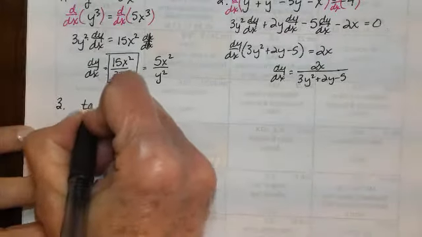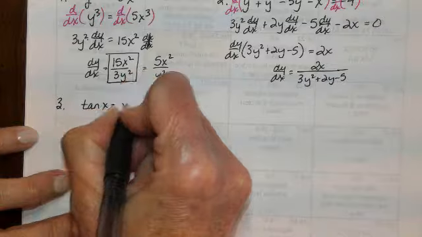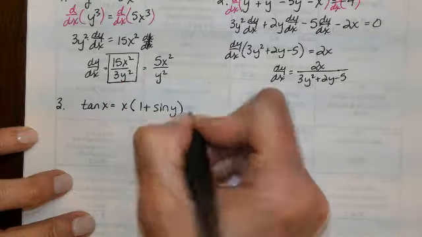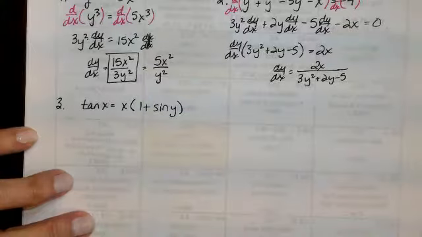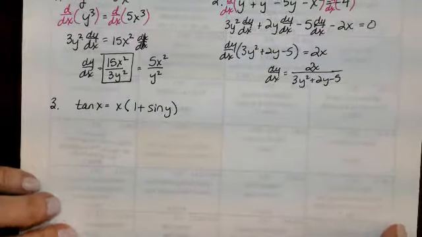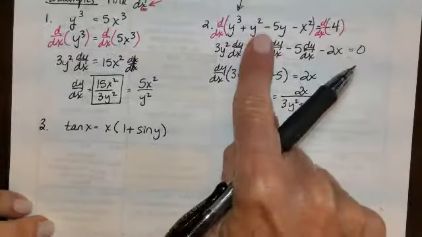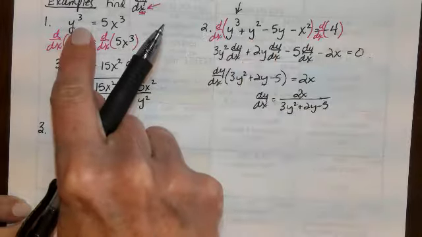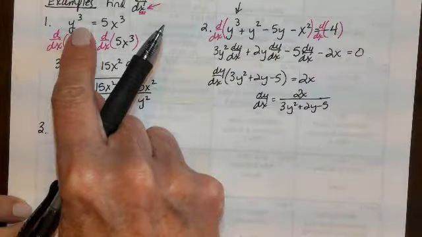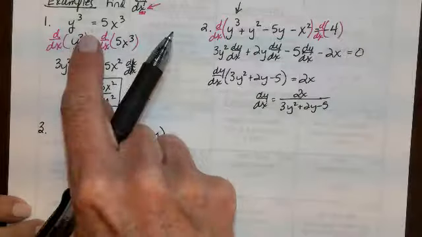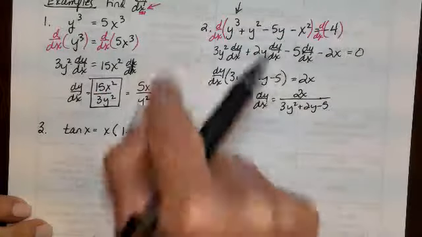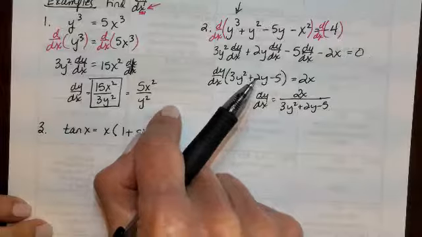Okay, tangent x is equal to x times 1 plus sine of y. Do you agree that it would not be real convenient to solve this for y? Just like up here, this would not have been convenient to solve for y. This one, yeah, we could have solved that for y and found dy dx that way. But if we had, we wouldn't have gotten an answer with y in it. So it's a good thing that we did it implicitly.